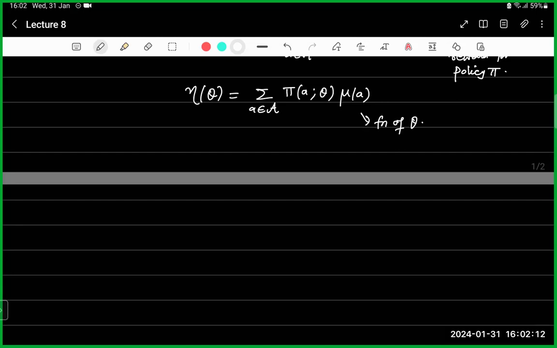But what can we do? We don't know mu of A, but what is allowed? We can sample arms. That much we know. We know how to find estimates of mu of A, but we don't know mu of A. So if our update rule has some estimates of mu of A, we can do something. Right now our function requires us to use mu of A, which we do not know. So we'll try to do something so that we'll somehow be able to use estimates of mu of A and maximize this function.